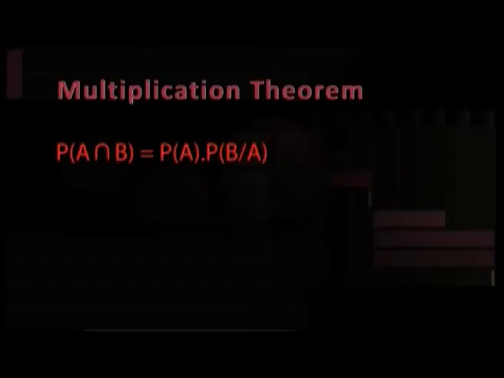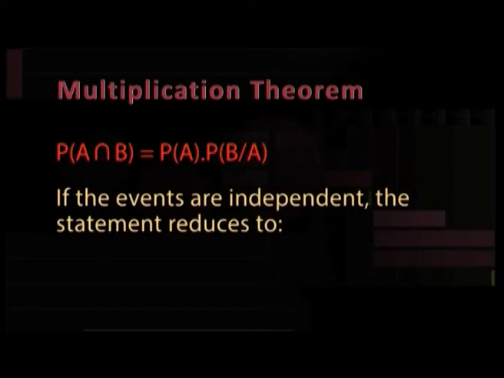Multiplication theorem of probability. From the definition of conditional probability, we can define the multiplication theorem of probability, which is the probability of happening of two or more events simultaneously, as probability of A intersection B is equal to probability of A into probability of B given A. If the events are independent, the statement reduces to probability of A intersection B is equal to probability of A into probability of B. Result: in the slide, we have given the multiplication theorem for two events.